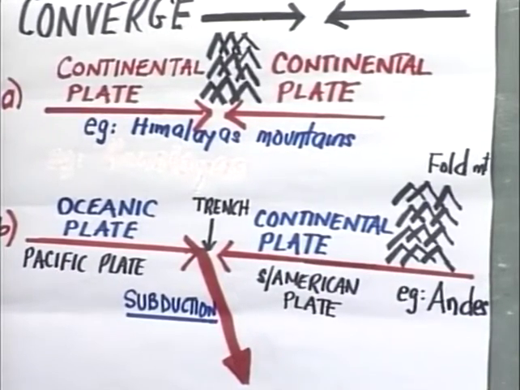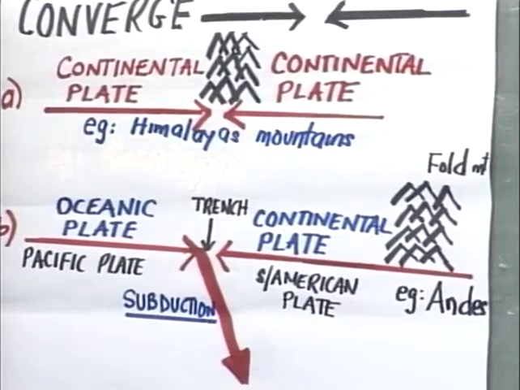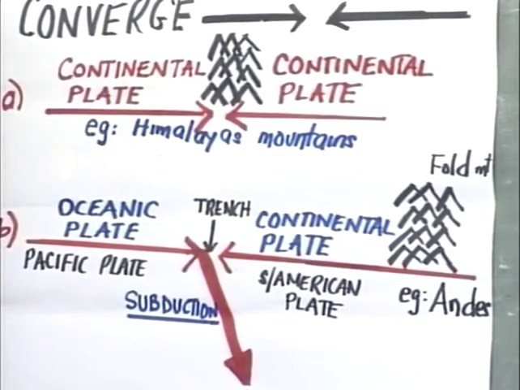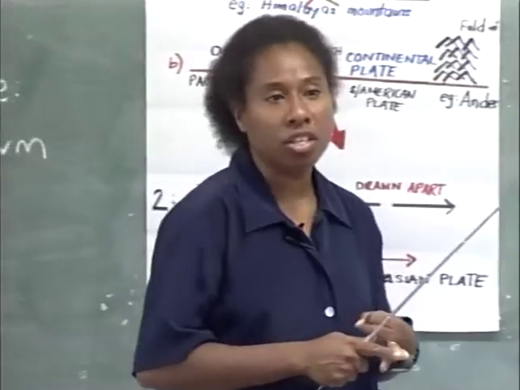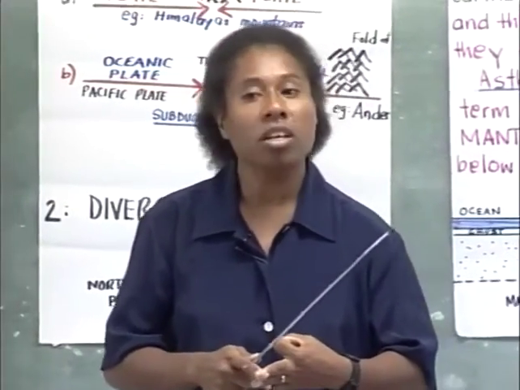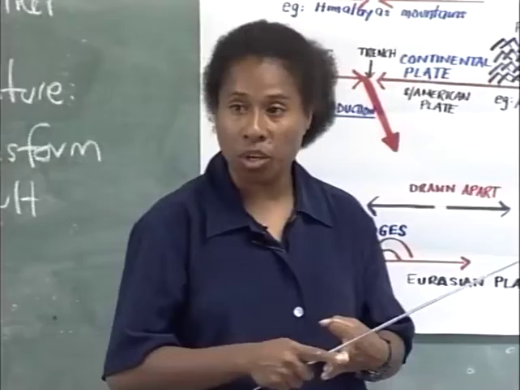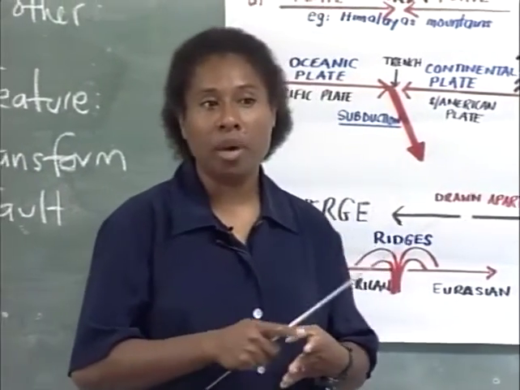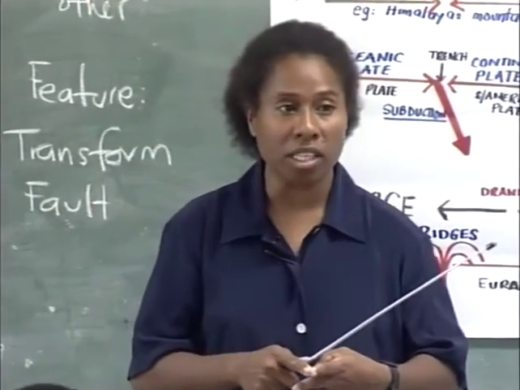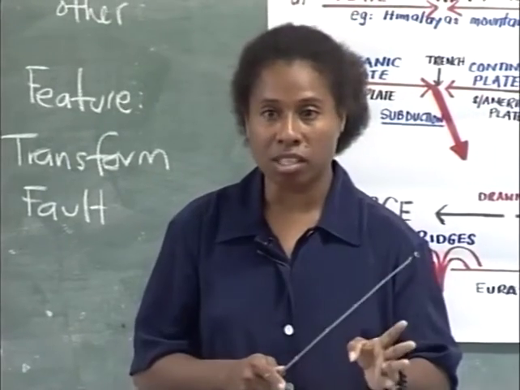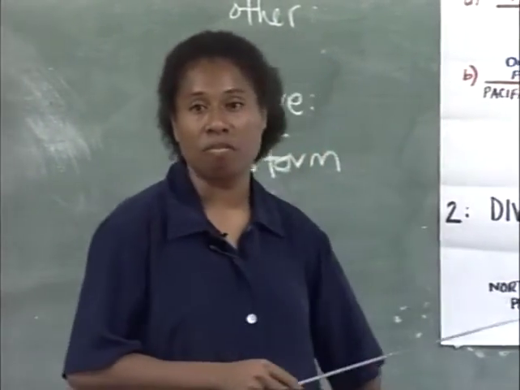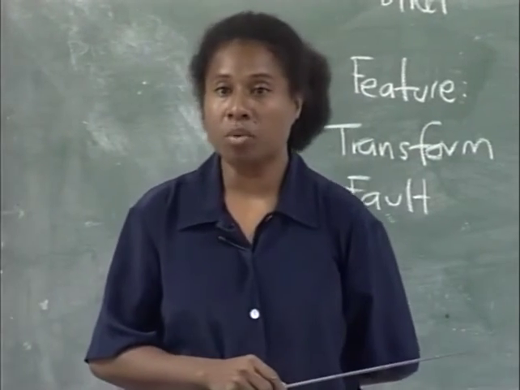The 4 features again are: 1, when plates converge, fold mountains are formed. 2, when plates converge, trenches are formed. 3, when plates converge, you can expect to find volcanoes. And 4, where plates are moving or where there are tectonic plate movements, earthquakes are felt. Those are some of the features which are commonly associated with convergence of plates. Any questions?